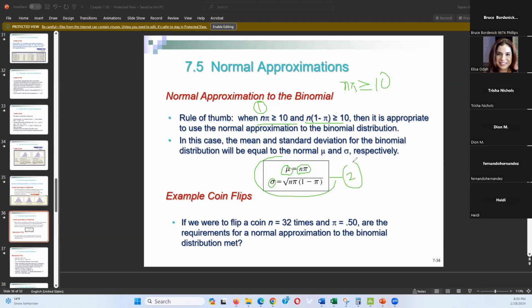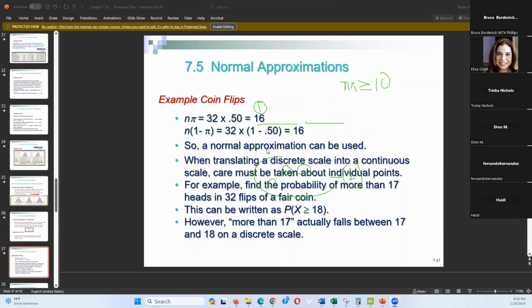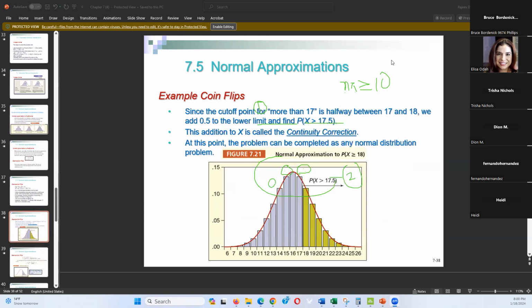The third thing is that you also need to convert the discrete scale to a continuous scale. What is a discrete scale? Like, you know, before 16, before 5, more than 2, less than 2. What is the situation in this? So look into this. Here you can see that more than 17 actually falls between 17 and 18, not 18.